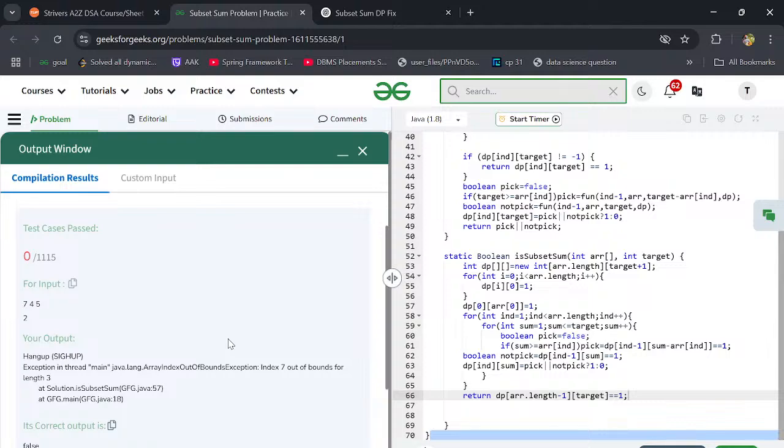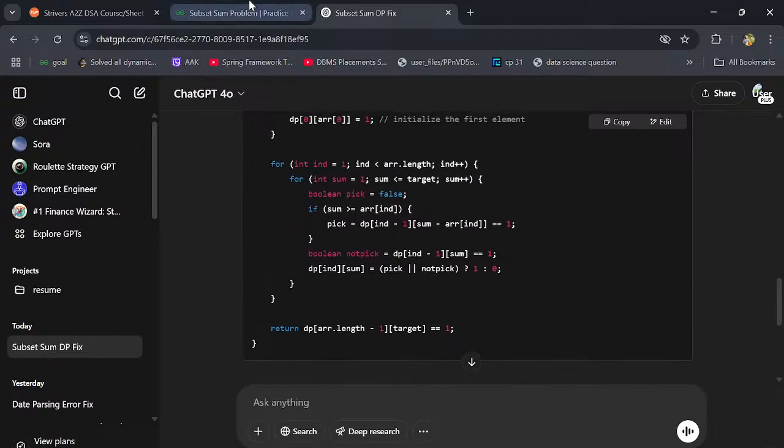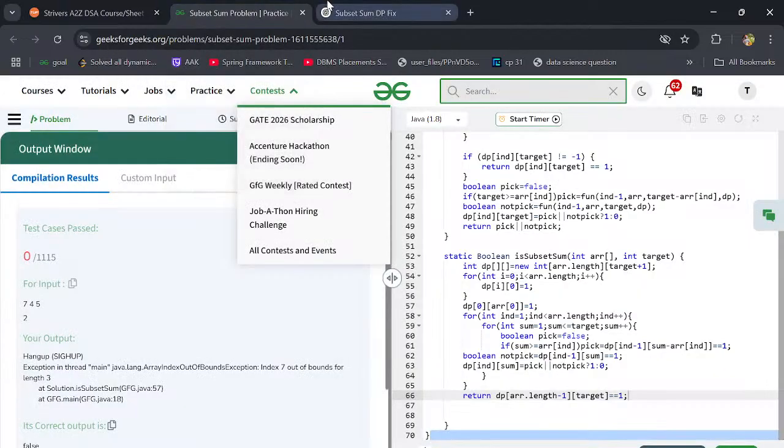Index out of bound. Index 7. Why is it happening? Yeah, 1, 2, array dot length, sum is less than or equal to target, sum plus sum is greater than dp.